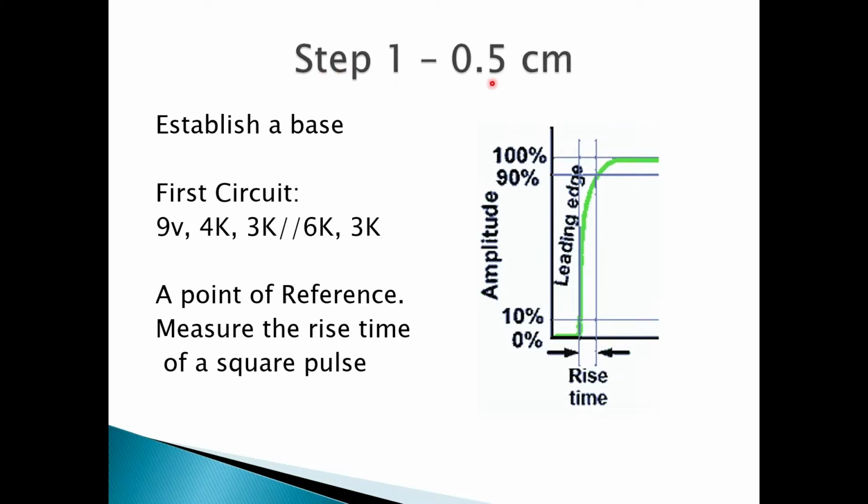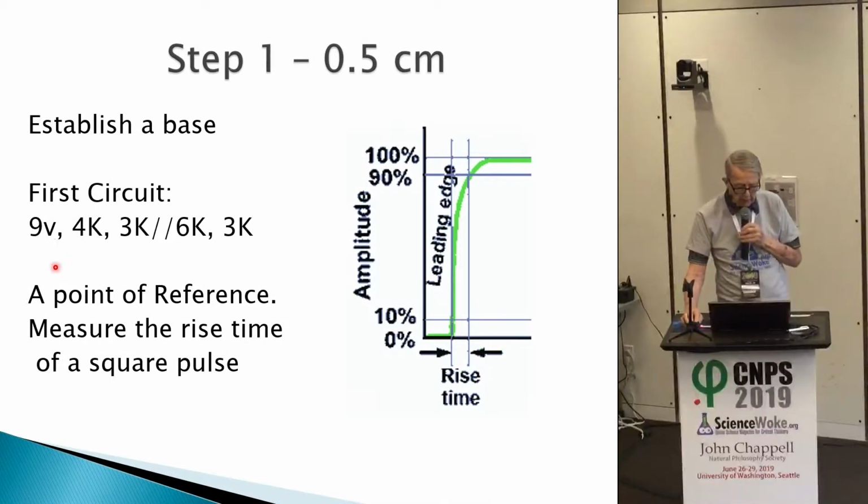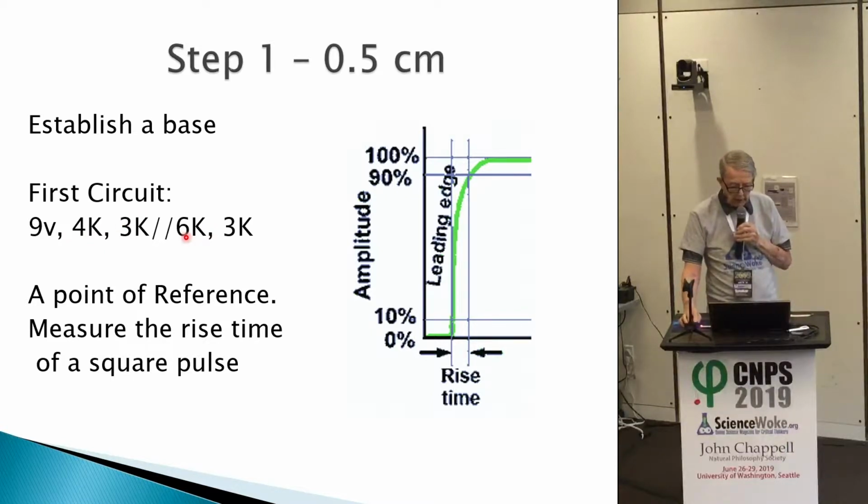Let's take step 1 at 1/2 centimeter. I'm going to have the 9-volt battery, 4K, 3K and 6K resistors in parallel, then a 3K. Let it stabilize and measure, hit it with a repeating pulse, and measure the rise time. Rise time from 10% to 90% is the standard way of measuring the rise time.